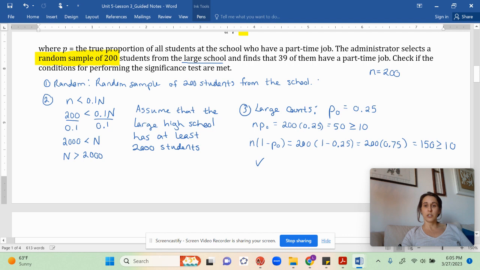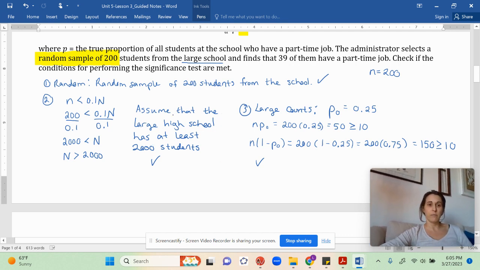Check there, and we're going to assume that the school has at least 2,000 students. Most large high schools in the U.S. do have at least 2,000 students, so we should be safe there. And so I've met the conditions to perform the significance test.